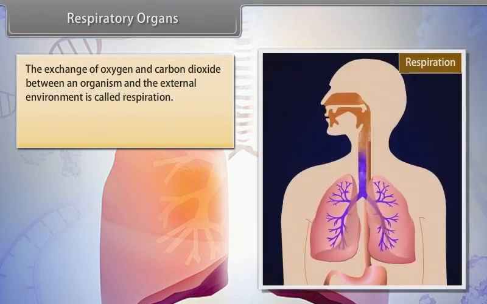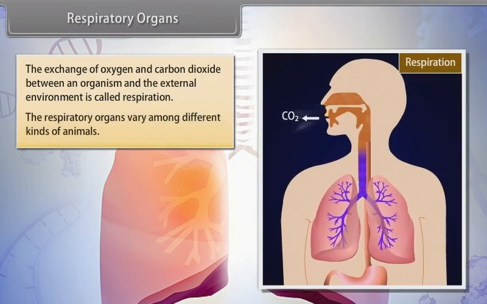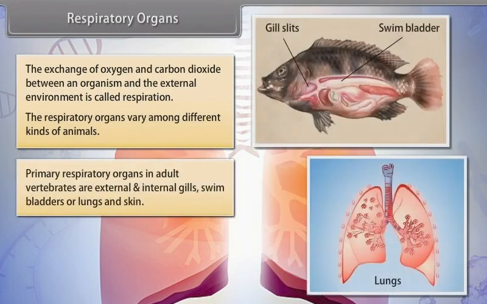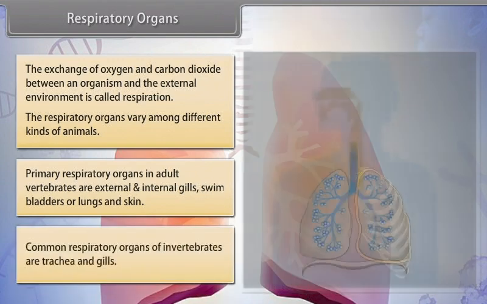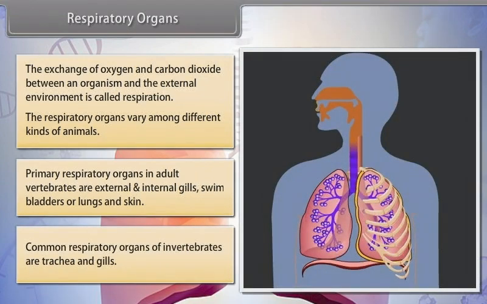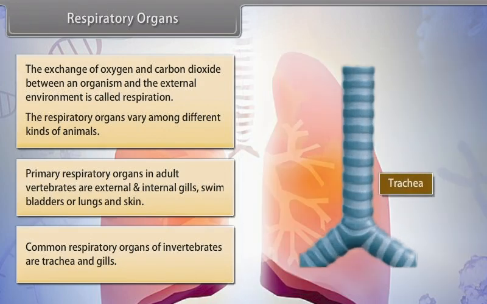The exchange of oxygen and carbon dioxide between an organism and the external environment is called respiration. The respiratory organs vary among different kinds of animals. Primary respiratory organs in adult vertebrates are external and internal gills, swim bladders or lungs, and skin. Common respiratory organs of invertebrates are trachea and gills.